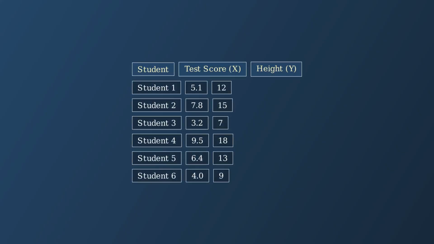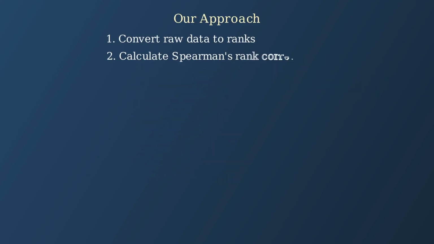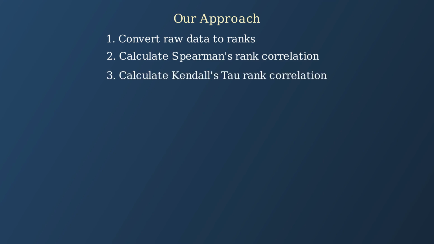Let's calculate rank correlation coefficients step by step using a practical example. Here we have test scores and heights for 6 students. We'll work through this example in 3 main steps. First, we'll convert the raw data to ranks. Then we'll calculate Spearman's rank correlation. Finally, we'll calculate Kendall's tau.